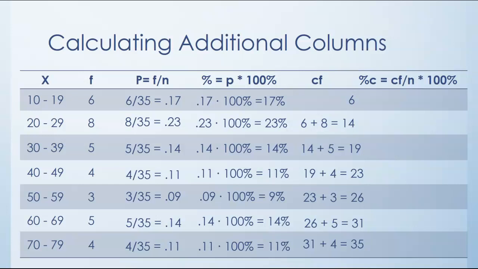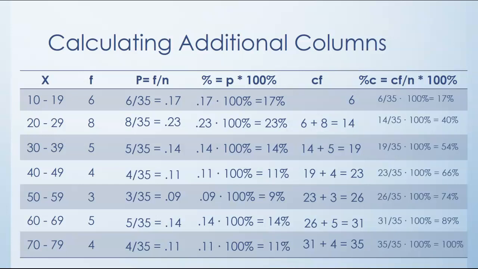Our next group, we have 19 plus 4, that's 23. That would be 23 data points below 49. And we continue on this way. 23 plus 3 would give us 26. 26 plus 5 would give us 31. And lastly, 31 plus 4 gives us 35. Remember, our cumulative frequency should always add up to the number of data points that we have, in this case 35. And then our last one, doing our cumulative percentages.